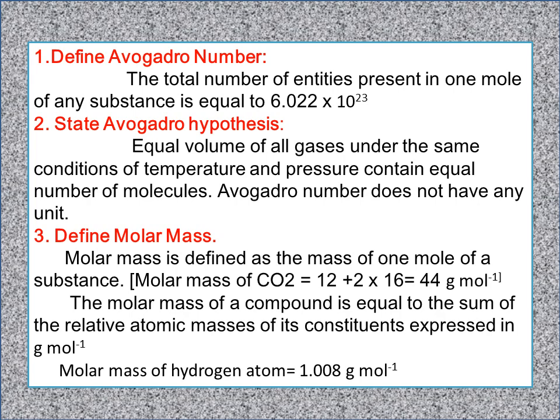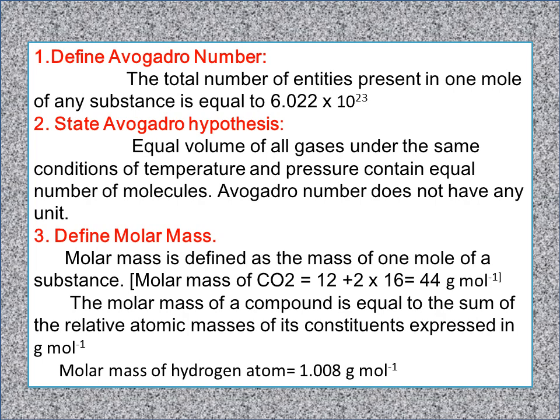Define molar mass. Already you know how to calculate molecular mass. You will add all the atomic masses of the given molecule and you will find out molecular mass. Here, what is molar mass? Molar mass is nothing but mass of 1 mole of any substance. Molecular mass is the mass or weight of one molecule. But molar mass is defined as the mass of 1 mole of any substance.